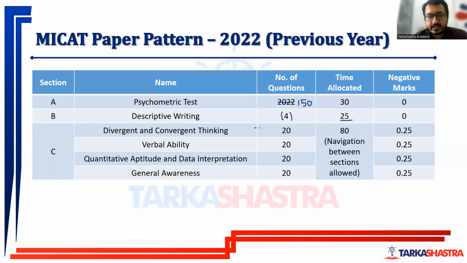Each of these 4 sections has 20 questions each, and each question carries 1 mark and minus 0.25 negative. Total time allocated for this section is 80 minutes, and navigation between the sections is allowed. So if you want to start with verbal ability and then go to quantitative aptitude and then to divergent and convergent thinking, you can navigate within the sections in these 80 minutes.